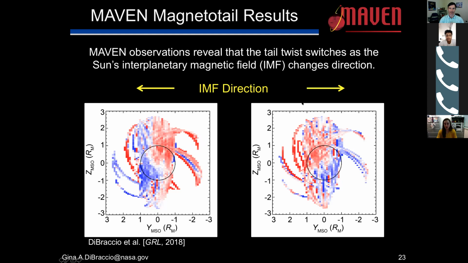Now, if we go over to the right, this is all of the magnetic field data organized for times when the sun's magnetic field was directed the opposite way. And you can see there's still a twist, but it's in the opposite direction. So now we have the red all in this left northern area, and then all of the blue in the right southern area. And so we see that the flip has actually occurred based on the direction of the sun's magnetic field. So that's telling us that the direction of the sun's magnetic field and the way that it's draping around Mars is actually having an effect on the direction of these lobes, but also the twist as well.